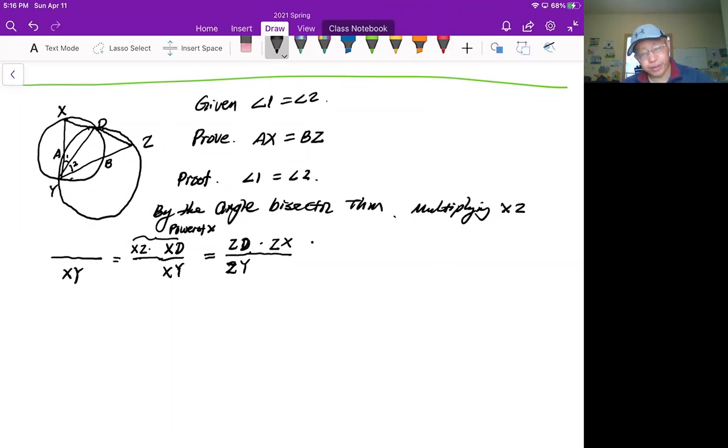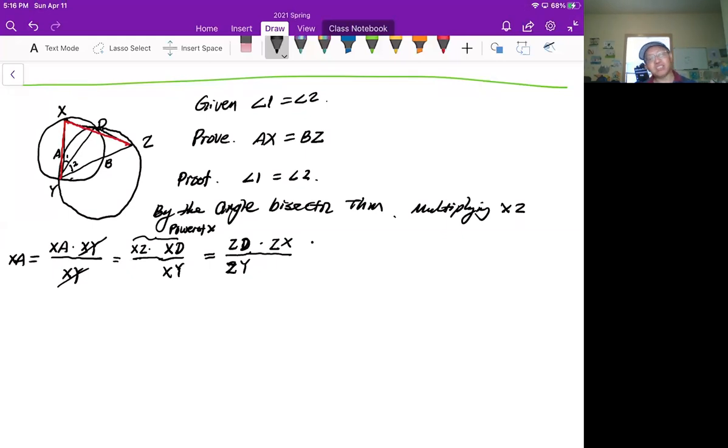By the power of a point theorem, I have two ways to represent the power of a point. One is xz times xd, but the other one, you can go to the other line here. Can you see that? Here's one line, here's another line. The other line gives me xa times xy. You see that? But magically, xy cancels with the xy in the denominator. So this is gone, this is gone, and that gives me xa. That's the left-hand side.